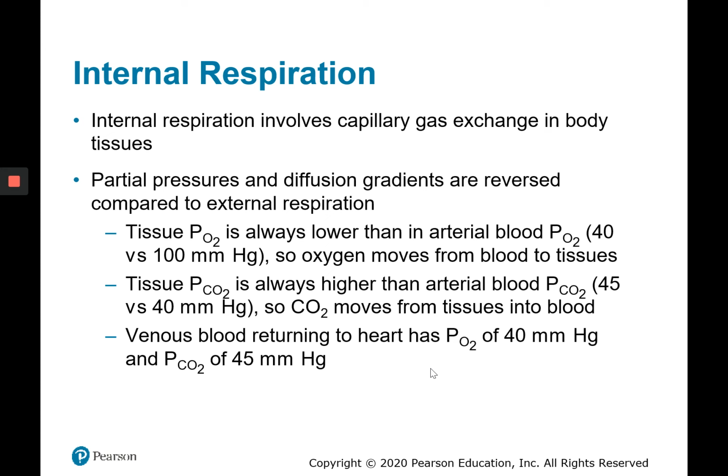During internal respiration, oxygen is going to leave the blood and go into tissues, and that is because tissue partial pressure of oxygen is always going to be lower than that in arterial blood. And then we're going to see that carbon dioxide moves from tissue cells into the blood, and that is because the partial pressure of carbon dioxide in tissue is always higher than arterial blood. And so for internal respiration, we will have oxygen unloading from the blood and CO2 loading into the blood. And this is happening again at the tissues, whereas external respiration happened at the lungs.